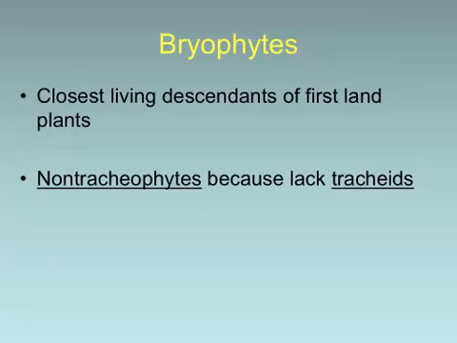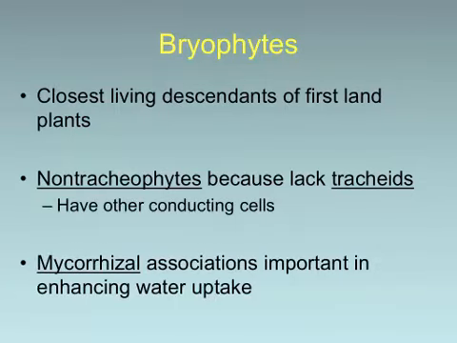These are non-tracheophyte plants because they do not have true vascular tissue. They do not have tracheids, hence the non-tracheophyte plant. They do have some rudimentary, relatively inefficient water conducting tissue, but they certainly do not have tracheids. They are also the first group of plants to develop what are called mycorrhizal associations.